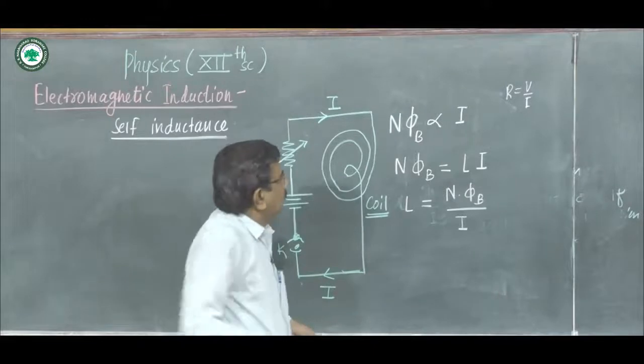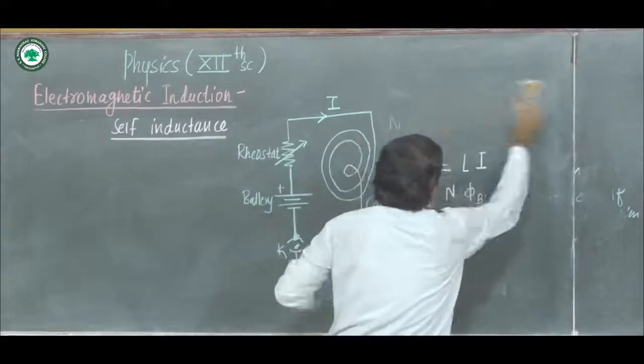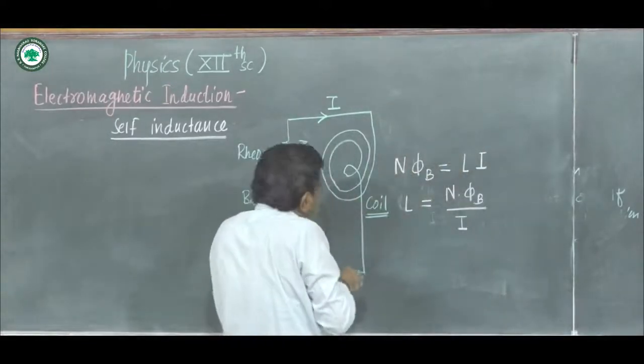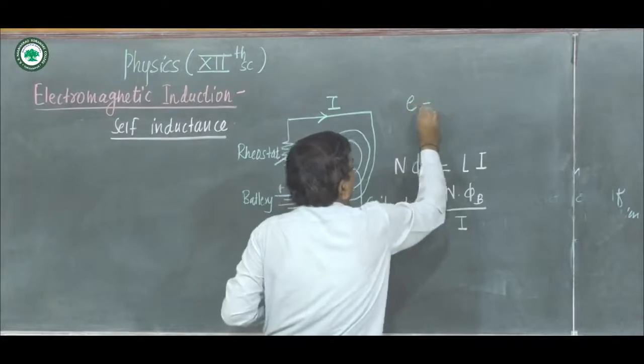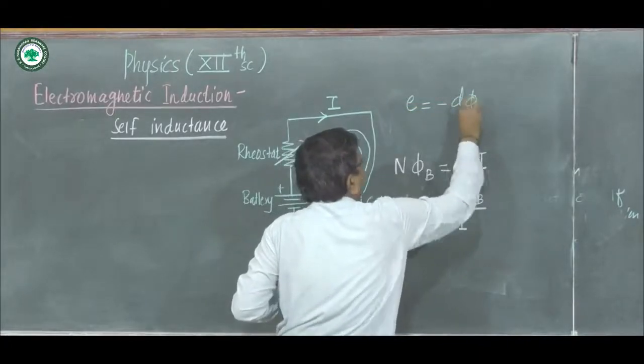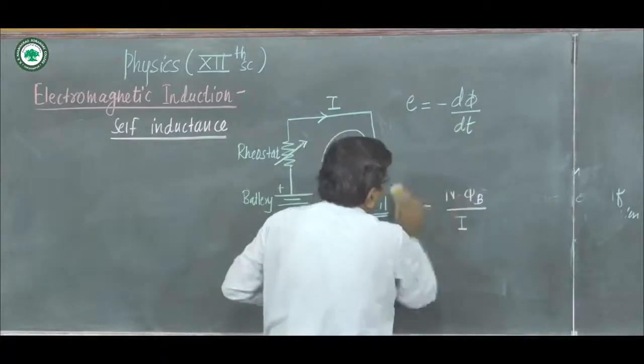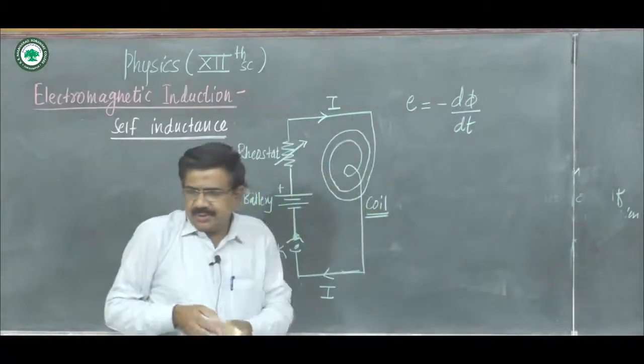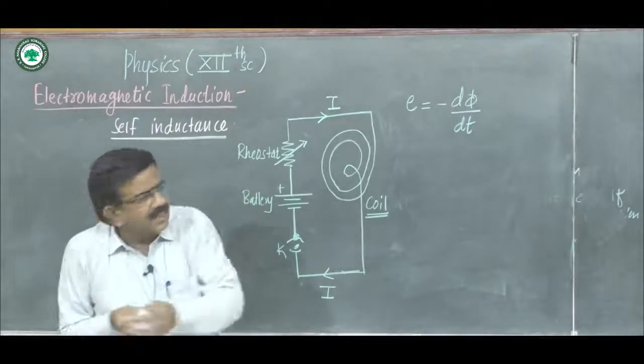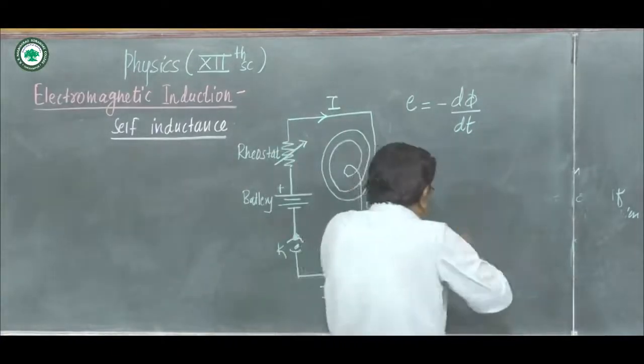Now, as we know, E is equal to minus d phi upon dt by Lenz's law. We find the unit of self inductance, and as we know, phi is equal to Li.